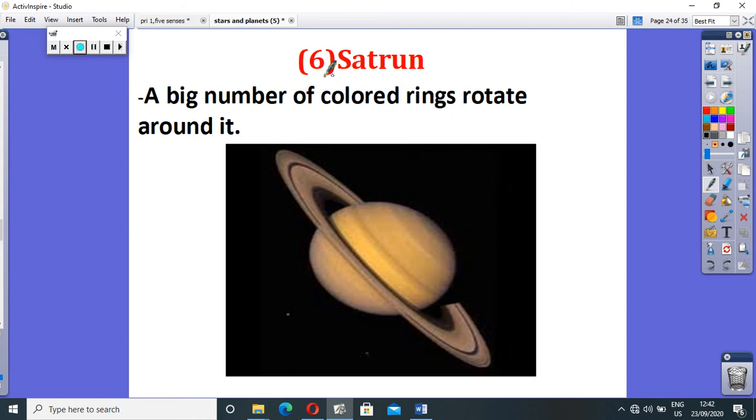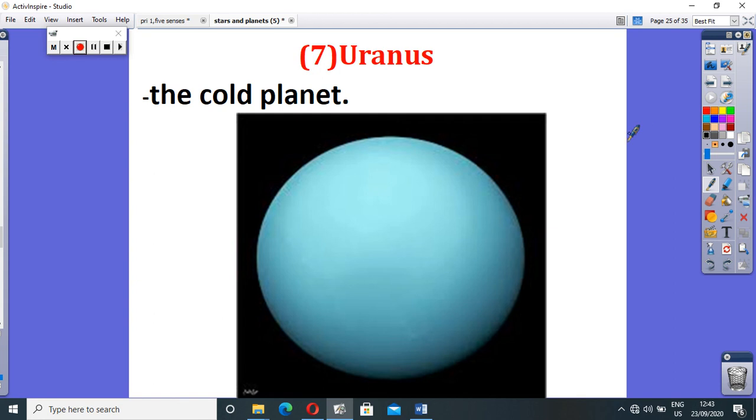Okay. What about Saturn? Saturn is the sixth planet, and a big number of colored rings rotate around it. Yes, Saturn is a special planet. Why? Because it contains a big number of colored rings rotating around it. So Saturn is a special planet because it has a big number of colored rings that rotate around it.